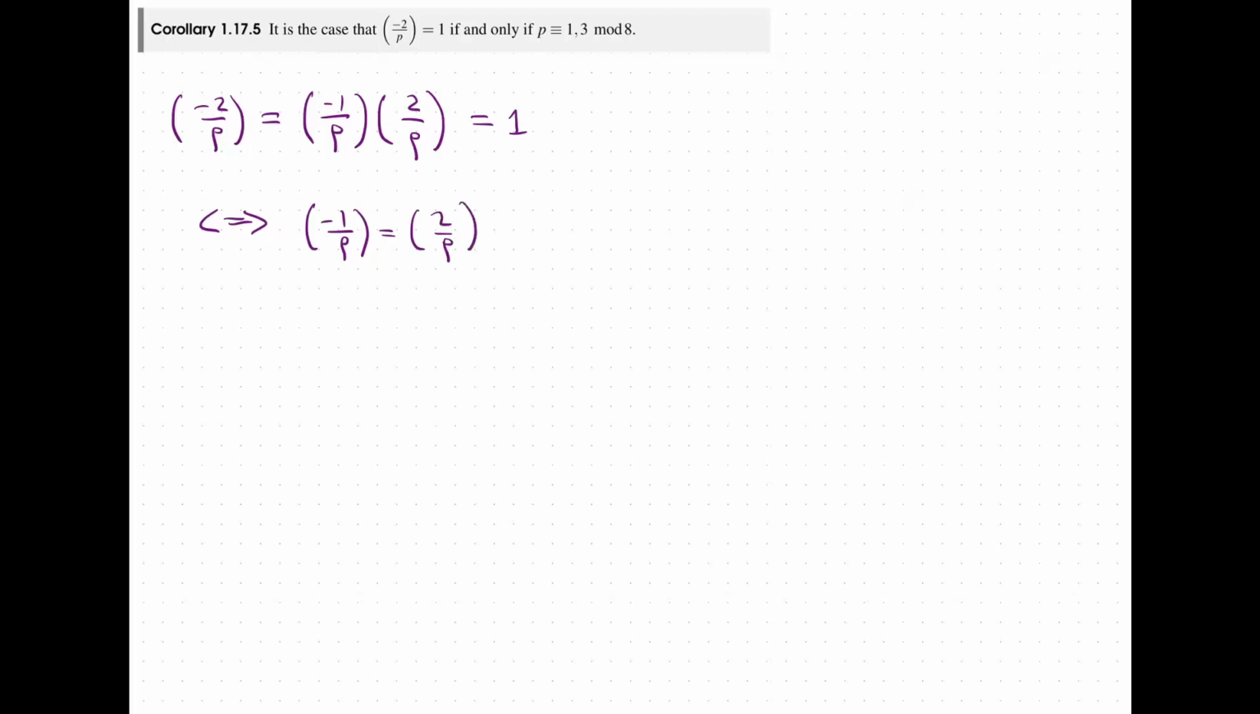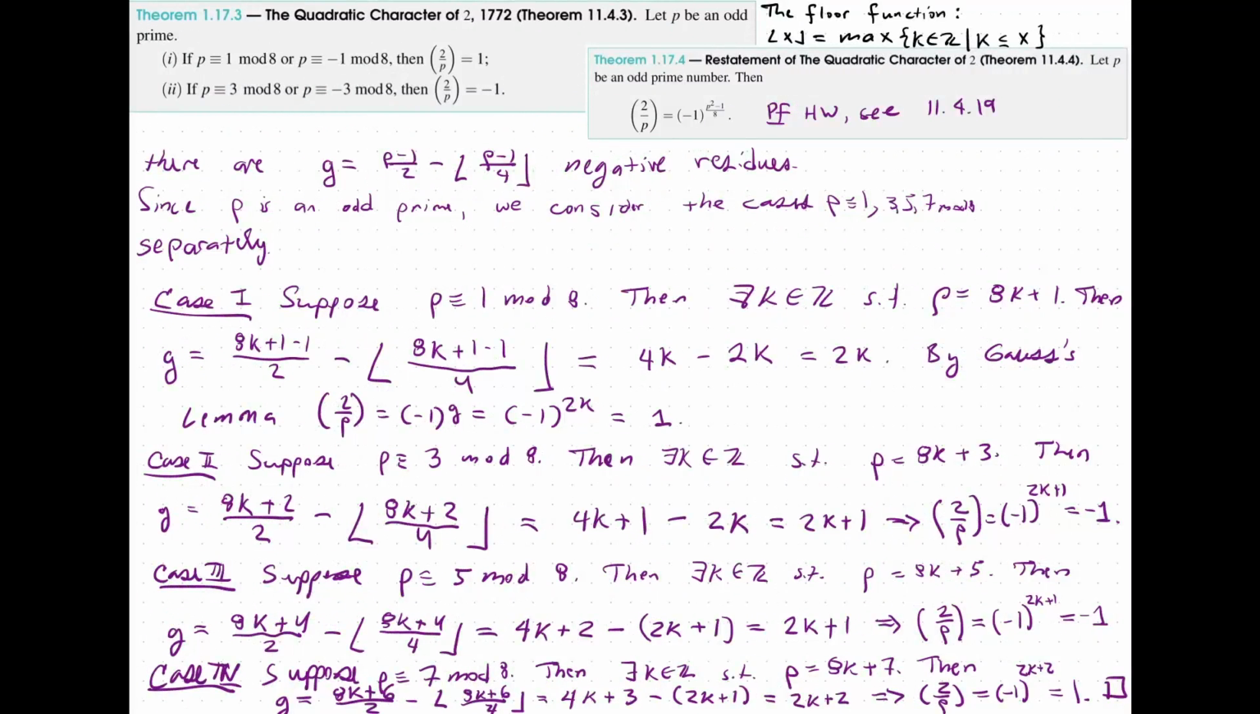So here it is. We're computing -2 on p by the multiplicativity of the Legendre symbol. This is -1 on p times 2 on p. Now, this is equal to 1 if and only if -1 on p is equal to 1 and 2 on p is equal to 1, or -1 on p equals -1 and 2 on p is equal to -1. But now, -1 on p is equal to 1 if and only if p is congruent to 1 mod 4, and 2 on p is equal to 1 if and only if p is congruent to 1 or -1 mod 8.